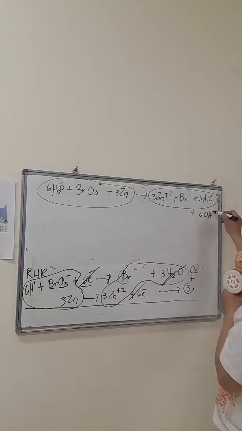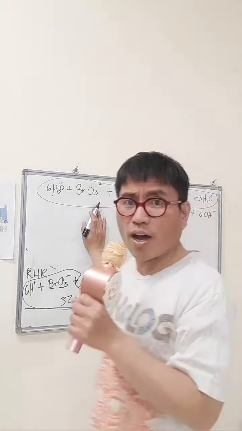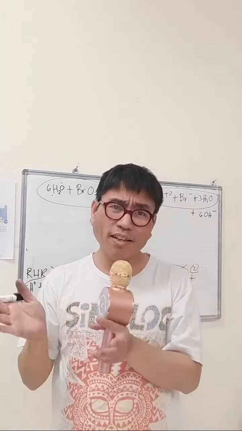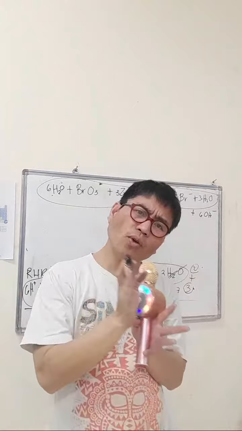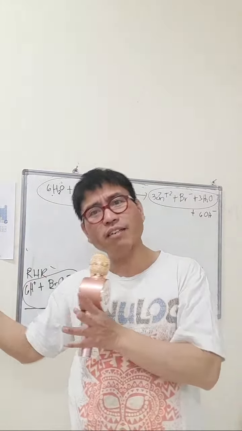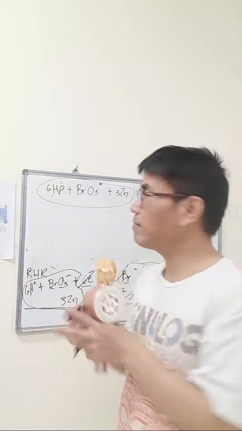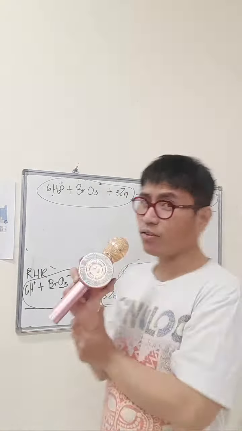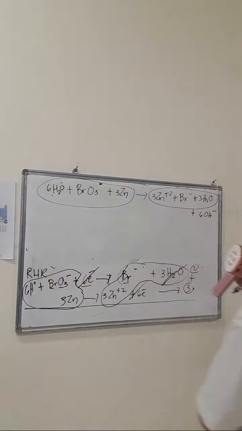6OH. If you add OH in the left, you also add OH in the right. Be sure it is the same quantity. For example, 2 moles of OH, you also add 2 moles of OH in the other side. So the same. Now, we have 6 moles of water plus bromate plus 3 zinc equals 3 zinc positive 2 plus bromide plus 3 moles of water plus 6 OH.